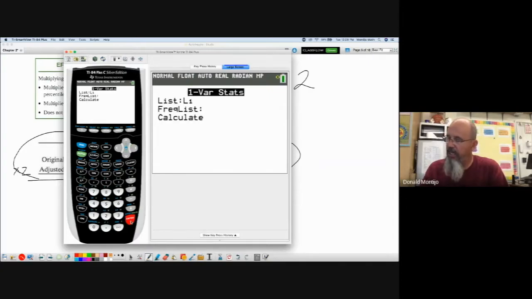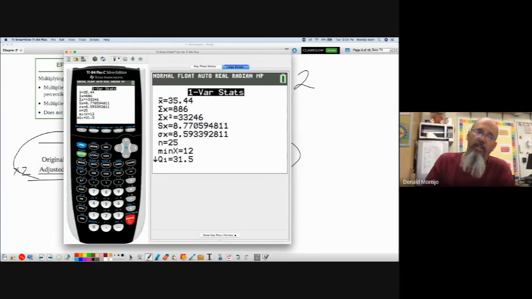And then the calculator is going to ask us, do you want me to do the work on list 1? Yes. Frequency list, never, ever, ever, never all year mess with the frequency list. If you do put something in there, put a 1. Otherwise, do not mess with the frequency list. It's just going to foul things up for you. Okay? And then we simply come down here and tell the calculator to do the work for us.